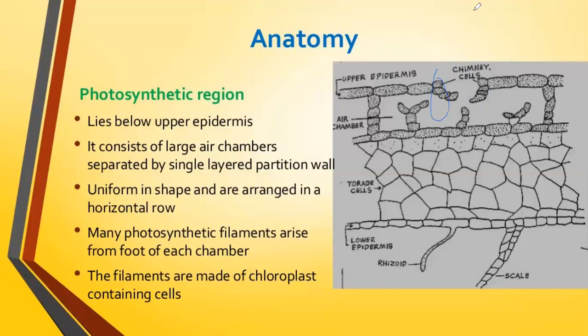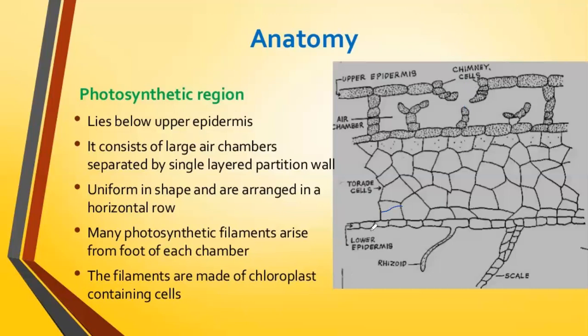Around 4 to 5 chimney cells form a tier. Okay, forms a tier. Like this, there are 3 to 4 tiers arranged. Okay, in between they have a hole which helps in the exchange of gases. This is about the upper epidermis.